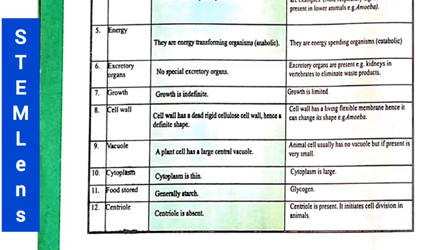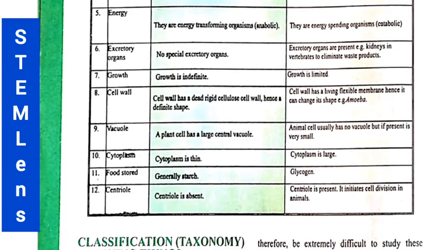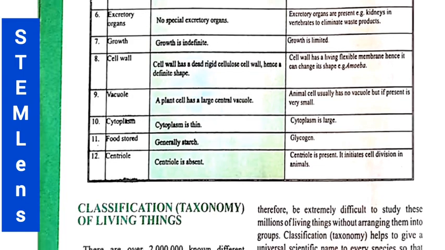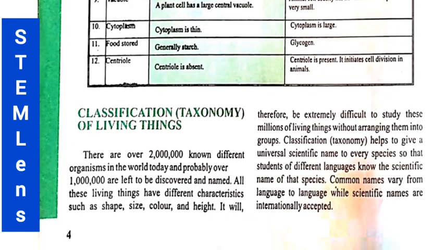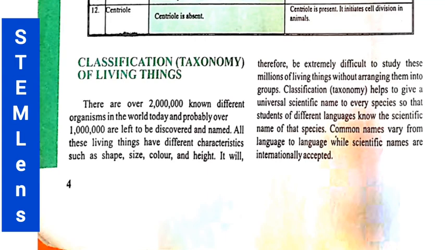So that's all for today. That's all for this video. Thank you so much for joining us. In the next video, we shall be talking about classification, taxonomy of living things. We shall be talking about the binomial nomenclature, and we shall also be talking about the hierarchy of living organisms.